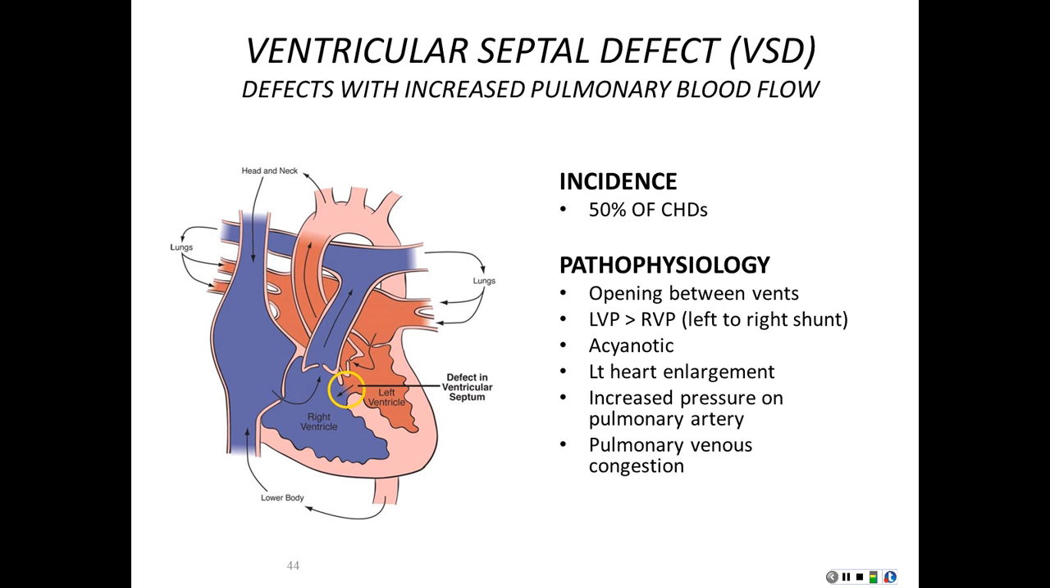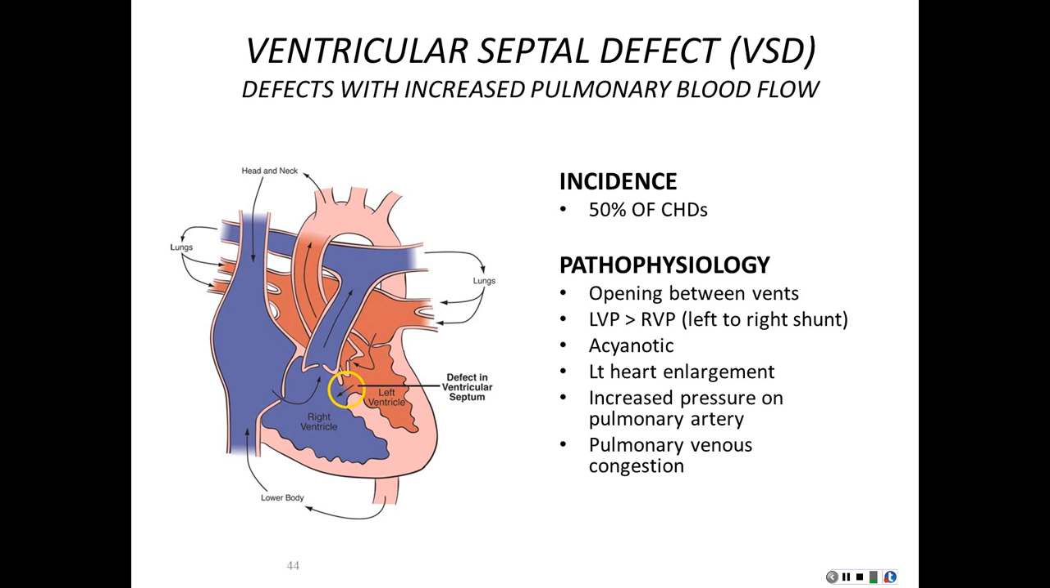The pathophysiology is there is an opening between the two ventricles, between the right and left ventricle, and because of this we see a shunting of blood from the left side to the right side. Just as in the ASD, because of the pressure gradients, the blood moves from an area of higher concentration, which is in the left ventricle, to an area of lower concentration, which is in the right ventricle.